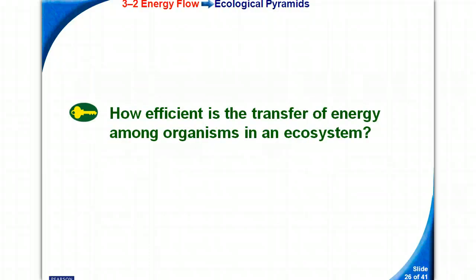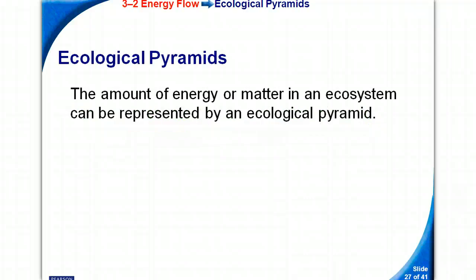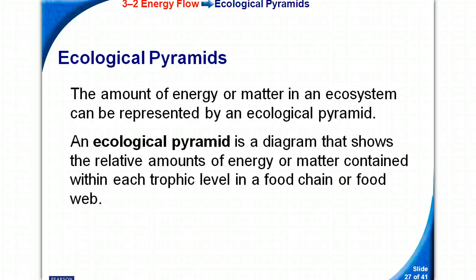Key concept number 4. How efficient is the transfer of energy among organisms in an ecosystem? Ecological pyramids. The amount of energy or matter in an ecosystem can be represented by an ecological pyramid. All right, so this is something you need to know. An ecological pyramid is a diagram that shows the relative amounts of energy or matter contained within each trophic level in a food chain or food web.